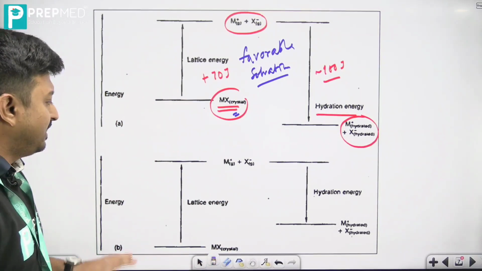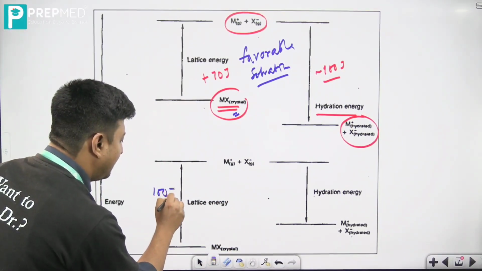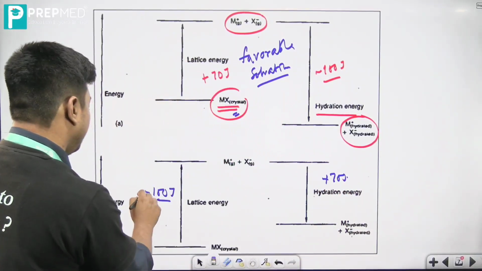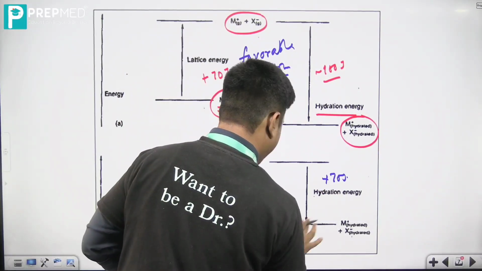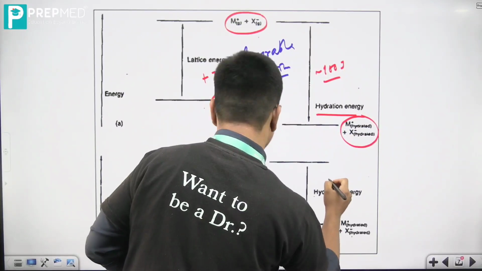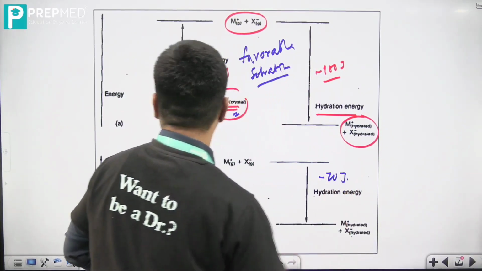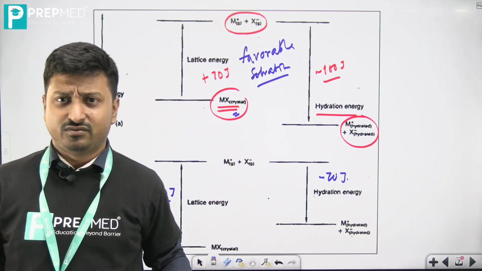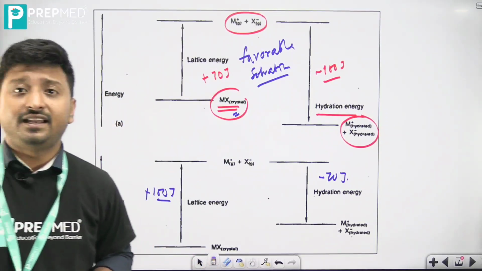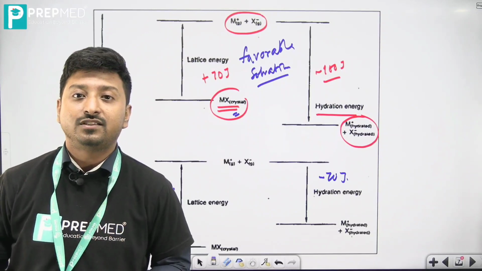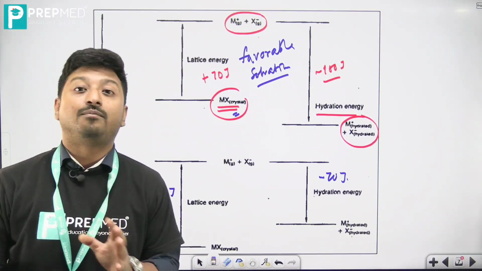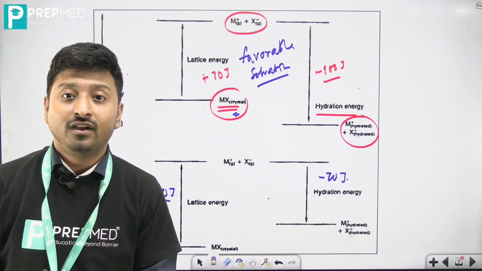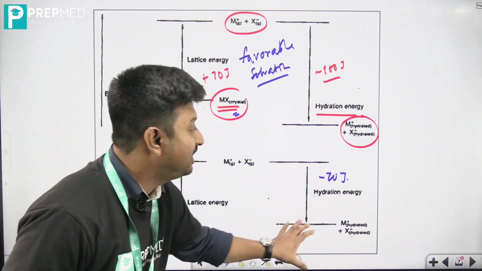But if we look at the other case, suppose here the energy is 100 joule and this one is 70 joule. So what is happening here? The hydration energy is only 70 joule, but to break the lattice we need 100 joule. So where will the remaining 30 come from? What we can do is supply it from outside. That is why sometimes, in order to solubilize some solids, we have to heat, and that heat is basically this additional 30 joule energy.